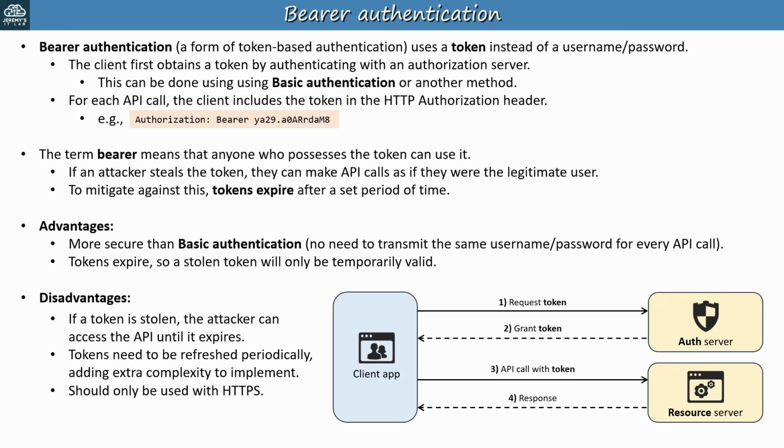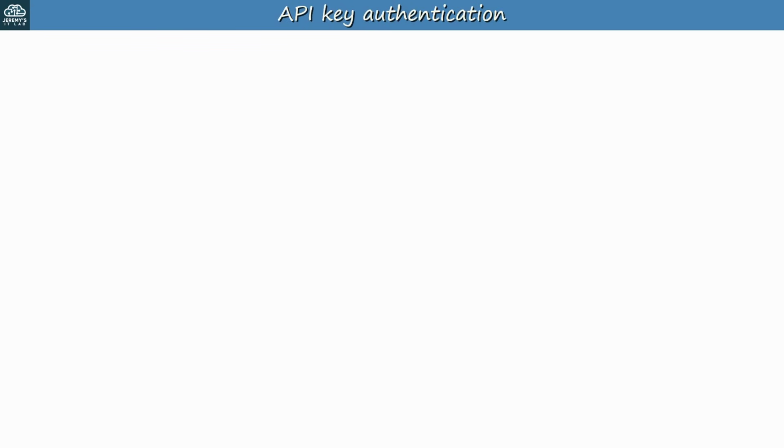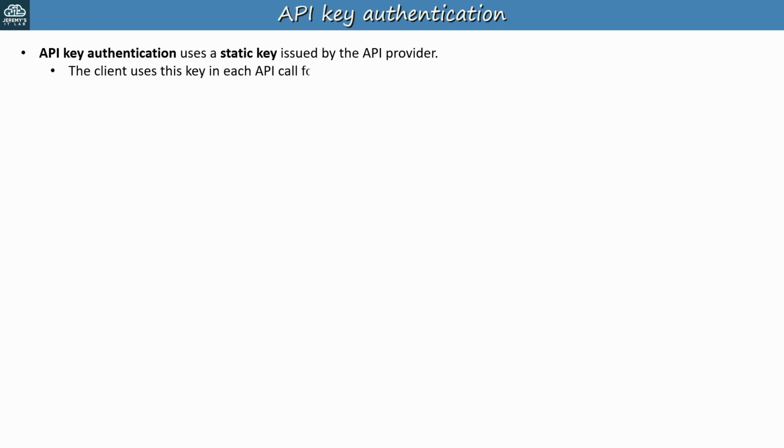While bearer tokens are commonly used for user authentication in APIs, some APIs use a simpler method, which we'll cover next. Next up is API key authentication, which uses a static key issued by the API provider. The client uses this key in each API call for authentication. The main difference between a bearer token and a key is that, unlike bearer tokens, the API key is static. It doesn't expire automatically, so it remains valid until revoked.